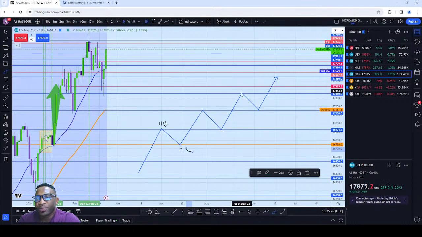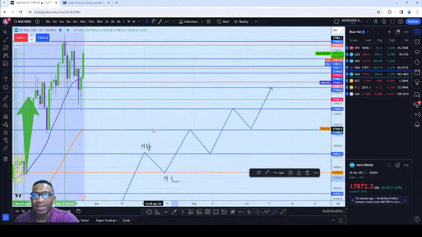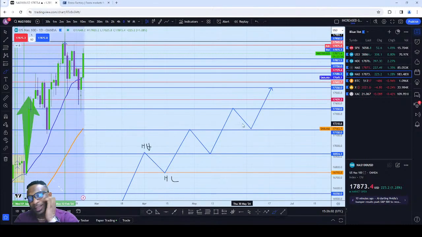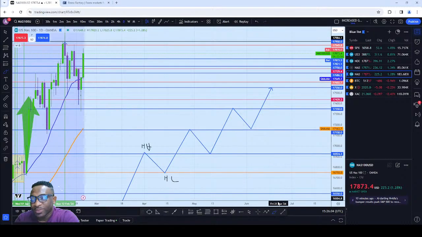Higher high at the top here, higher low at the bottom here. So that is the characteristics of an uptrend. So when you are analyzing your charts and you identify something like this, price making higher high, it pulls back, making higher high, it pulls back, then that confirms that you are facing an uptrend.